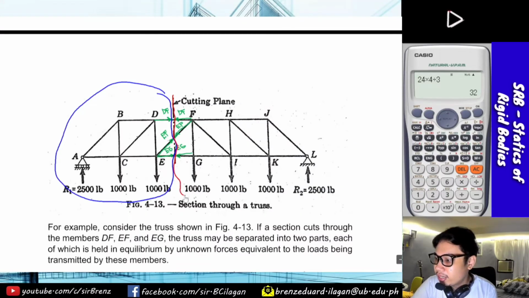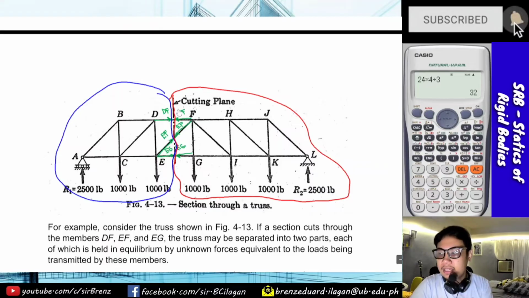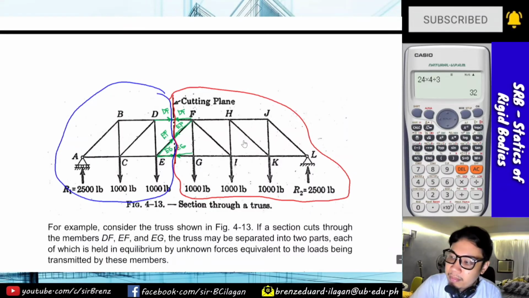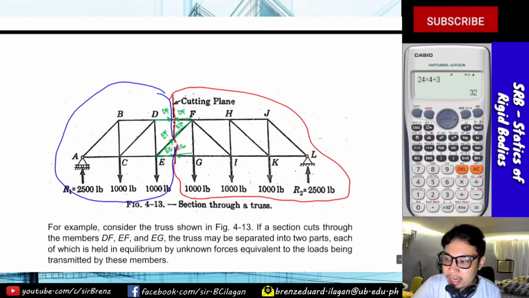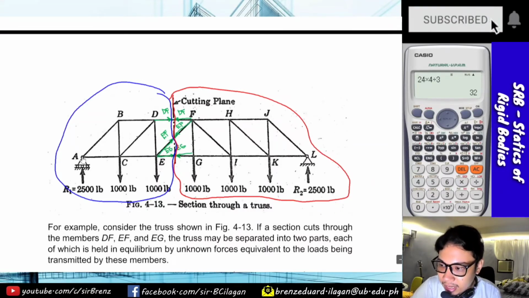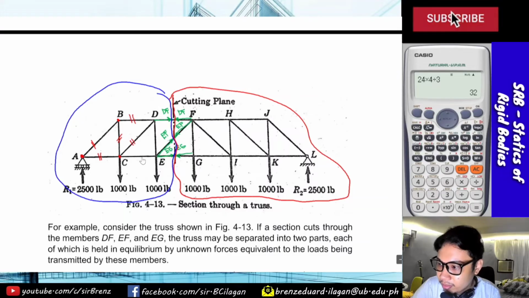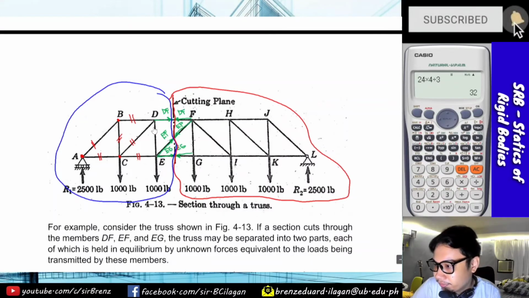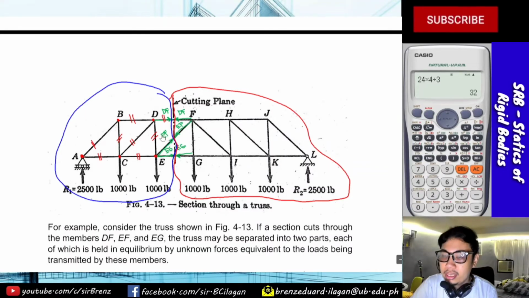So, guys, the method of section is good to use if the required members you are asked to find, especially in a long span truss, are few. For example, in an exam, I only ask for member EF, which is in the middle, right? This is your chance to get a point. So instead of starting at joint A, then after joint A you jump to joint B. You get this at joint A. At joint B, you get this and this. Next, you go to joint C. You get this and this. Then joint D. You get DF and DE. And then joint E. Only there can you get EF, the one required in the problem.